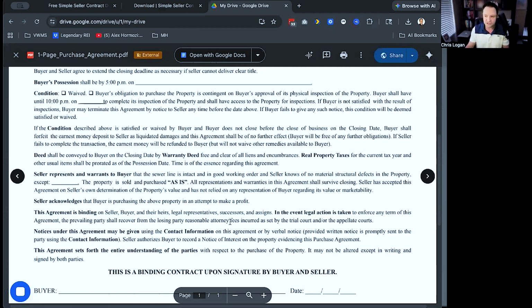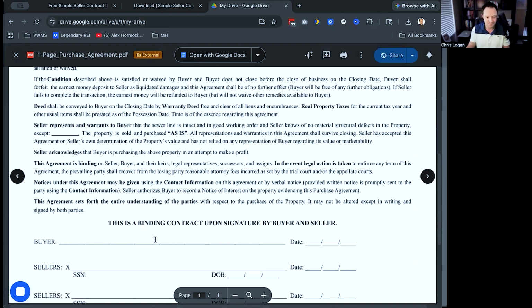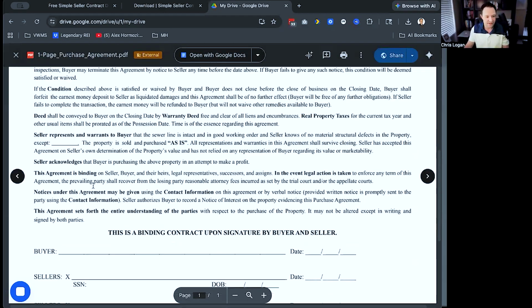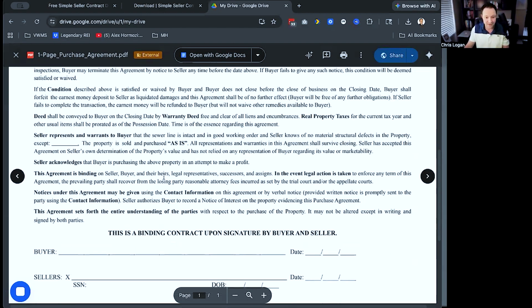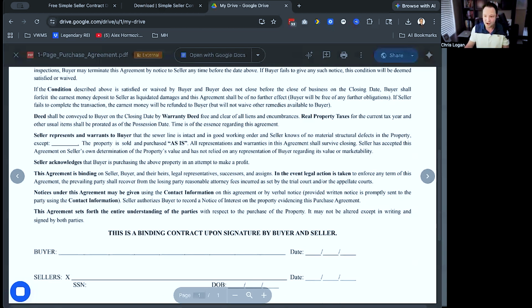This part also allows you to assign the contract. It mentions assigns right here. Without this language, wholesaling becomes much harder. You're not selling the house, you're selling your position in the contract, and that's the model. Okay? So to make this even more ironclad, when you sign your name down here, you want to put and/or assigns after your name. So you sign it and then type next to it and/or assigns, and then put the date. This agreement's binding on seller, buyer, and their heirs, legal representatives, successors, and assigns. We went over that.